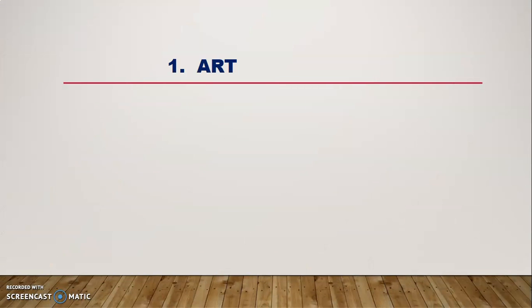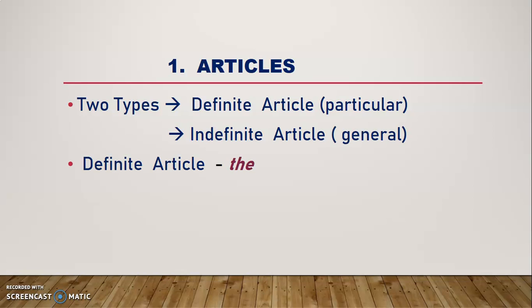First one is articles. There are 2 types of articles. One is the definite article, another one is the indefinite article. The is known as the definite article because it is used to mention something in particular. It is used before some proper nouns, superlative degree, and when we refer to some particular people or things. Example, the girl, the pink bottle, etc.